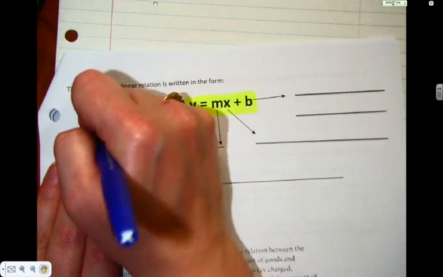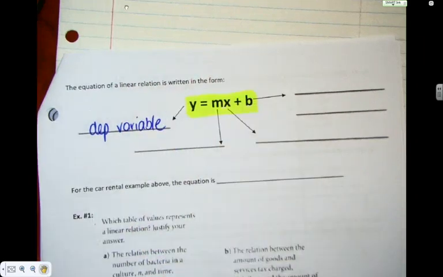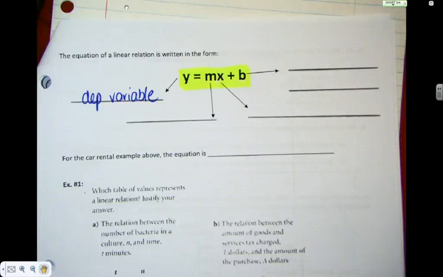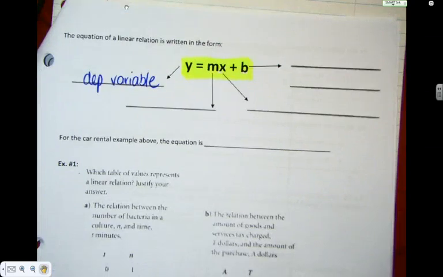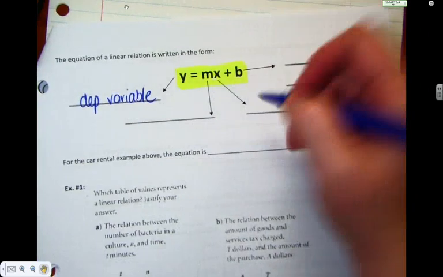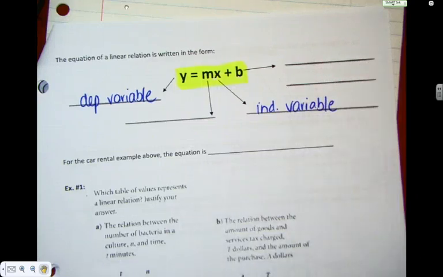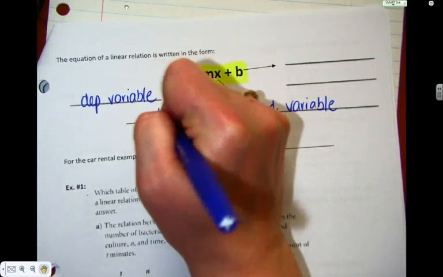Y is the dependent variable. And that's why we practiced last week identifying what was the independent and what was the dependent, because it matters which is on the left and right of your equation. Well, if y is the dependent, guess what x is? The independent variable. I already told you what m represents. What does m always represent in math? Slope.